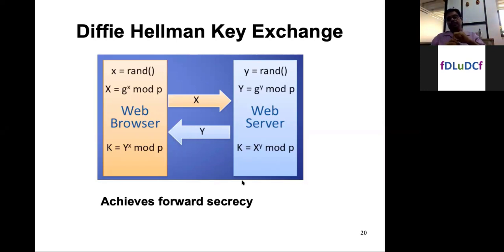Let's say someone during that communication copies X and Y. Can they record it and use it in the future? No, because this X and Y are only used once. In the next session, they generate different random numbers, different X and Ys, and so on. The private values used here, x and y, are disposed of after this key exchange. Because of that, neither party saves the private keys of the other, and so we achieve forward secrecy.